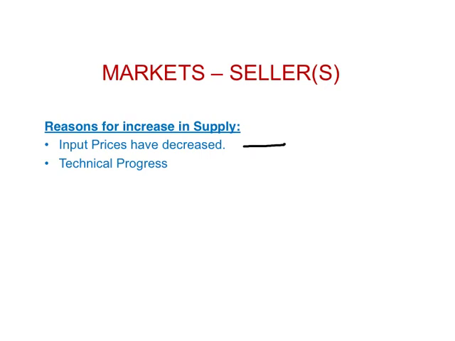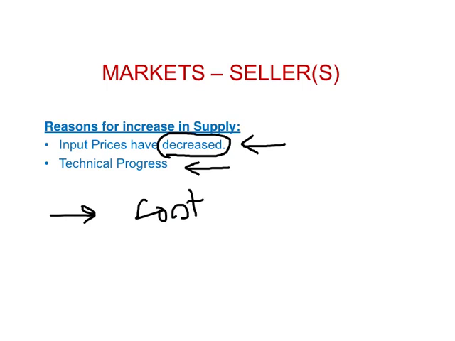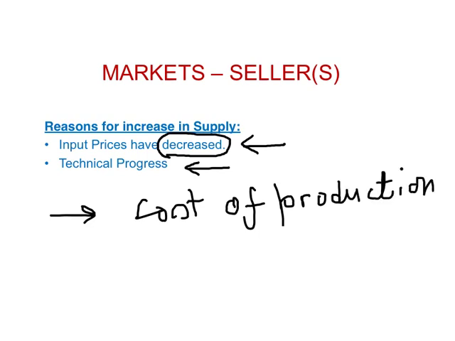One of the reasons for that is input prices. If input prices have fallen or decreased, this will cause an increase in supply. Another reason is technical progress, and one of the things that technical progress does is it enables lower cost of production. So whether input prices fall or we have technical progress, or both, what they impact is the cost of production. And when cost of production falls, the sellers may be willing to sell more at each given price.